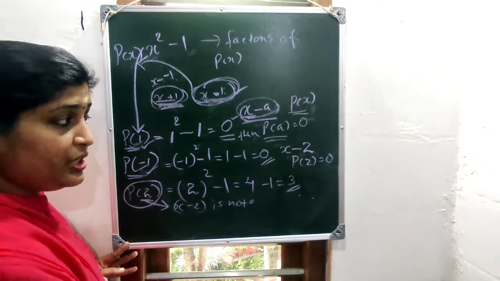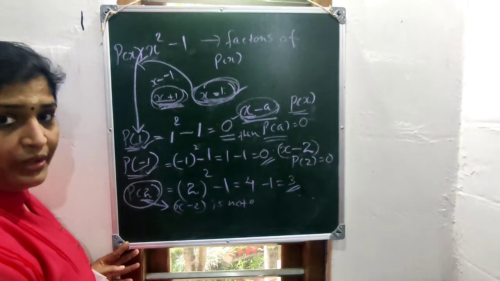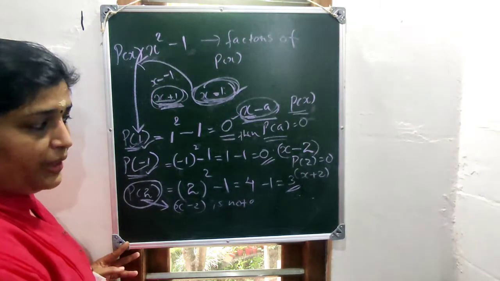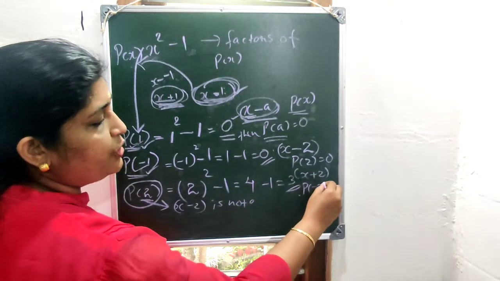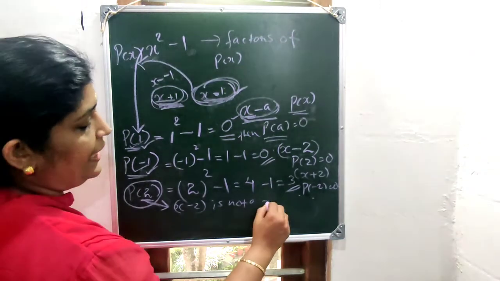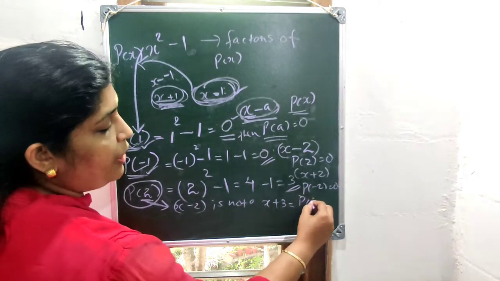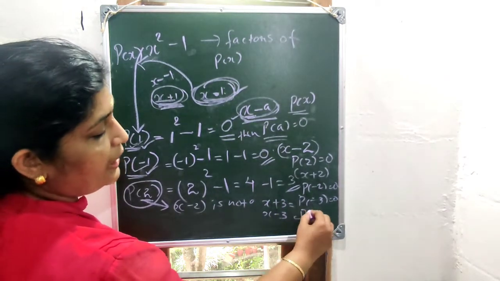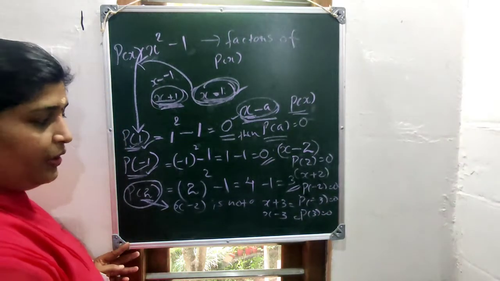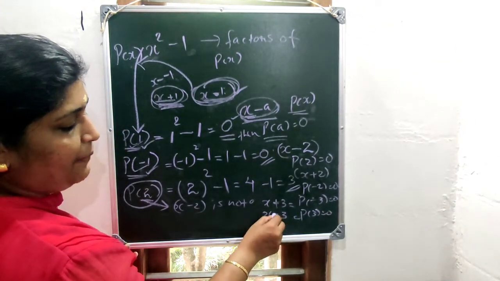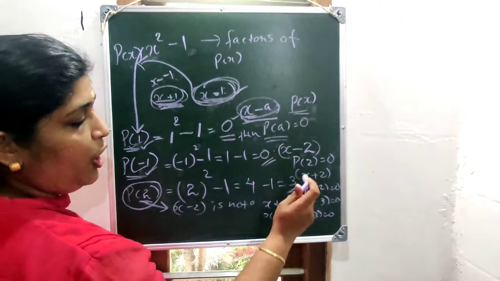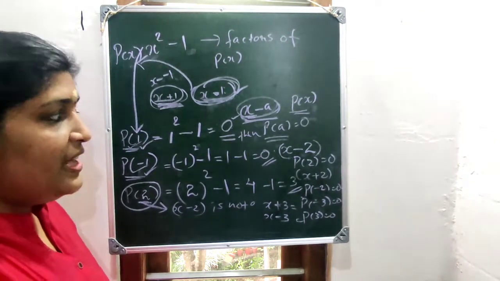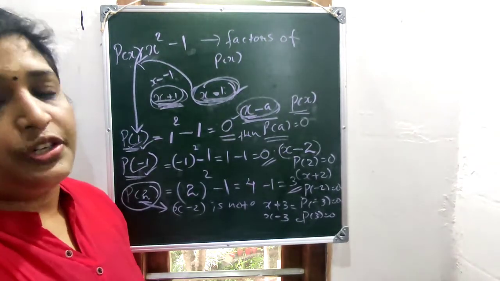If p of 2 is equal to 0, then we can say that x minus 2 is a factor. If we need to check x plus 2 is a factor of a polynomial, then p of negative 2 is equal to 0. If x plus 3 is a factor, then p of negative 3 is equal to 0. If x minus 3 is a factor, then p of 3 is equal to 0. So whichever number is subtracted here, p of that number is equal to 0. That is the condition to check whether it is a factor or not.